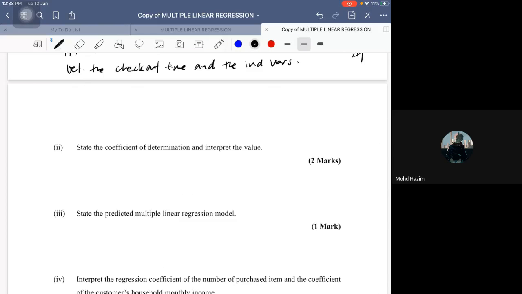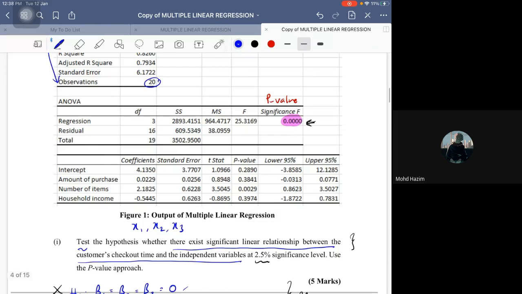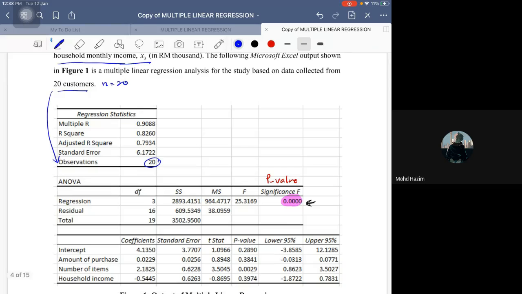Okay, and next problem. So it says state the coefficient of determination. So the coefficient of determination, that's referring to R square, and then we have to interpret the value. So where do we find the coefficient of determination? As I mentioned to you just now, this is a multiple linear regression. So we have to use the adjusted R square, and that is a value of 0.7934.